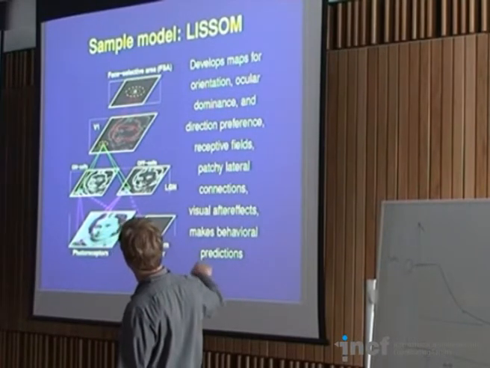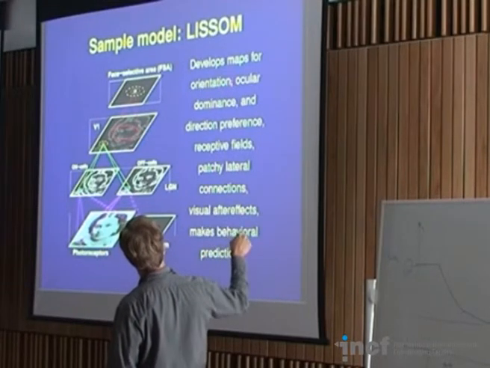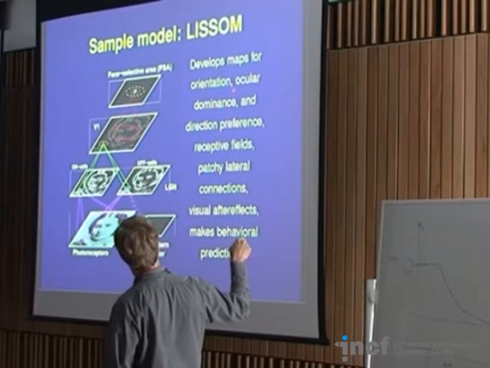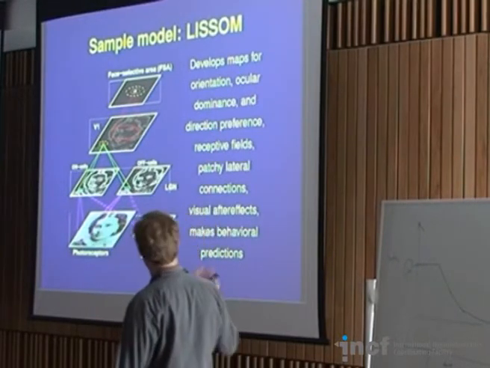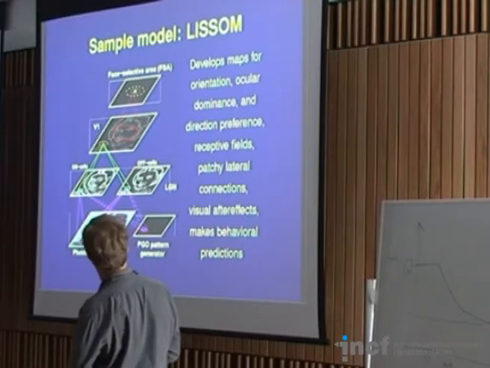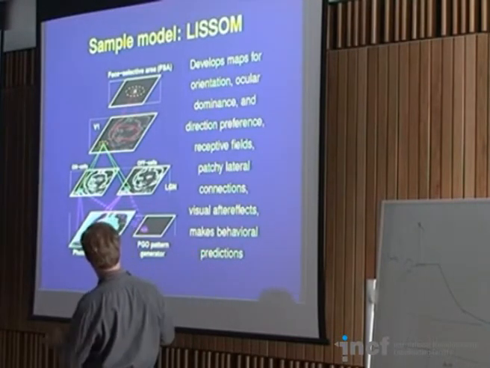And if you feed in color, natural moving images, you get maps for orientation. Well, if you have two eyes, you get maps for ocular dominance. You get maps for direction. You get maps for color. You get all sorts of things out of it. You get receptive fields. That was what I showed you.